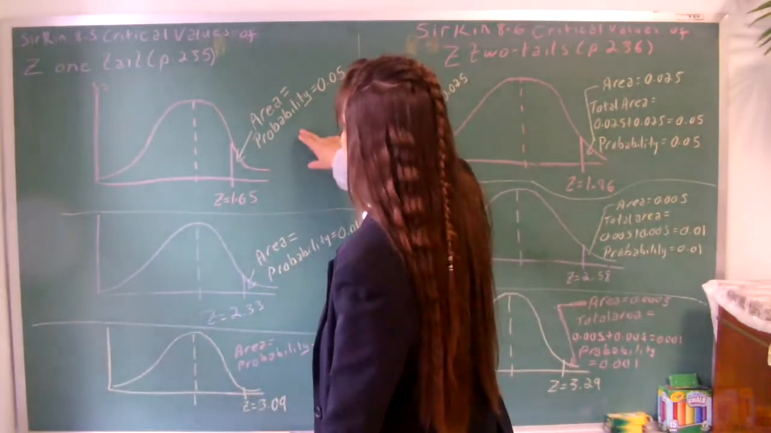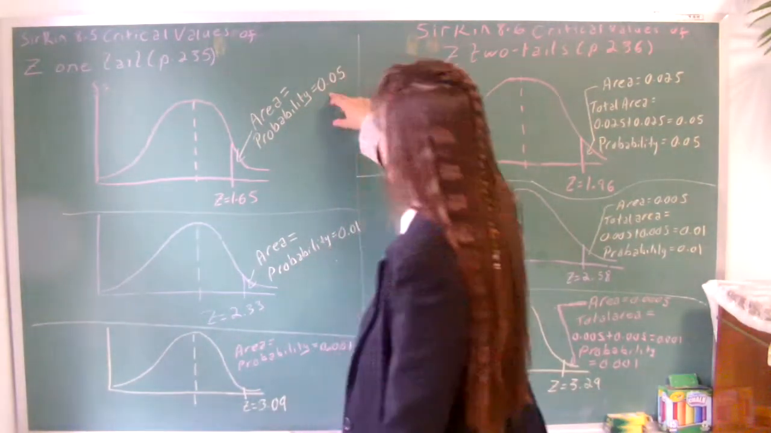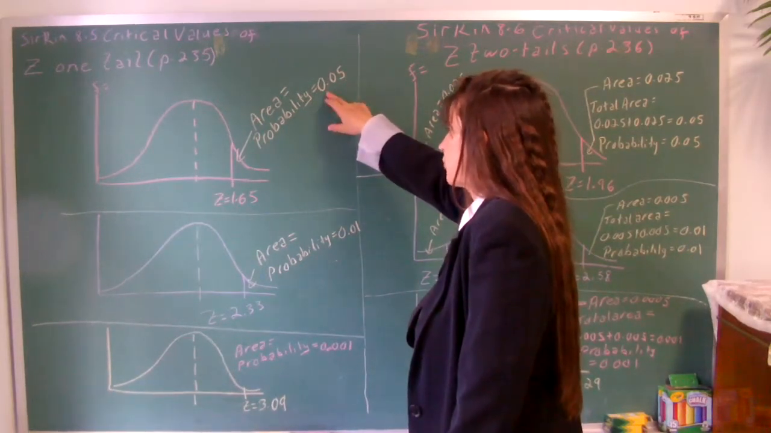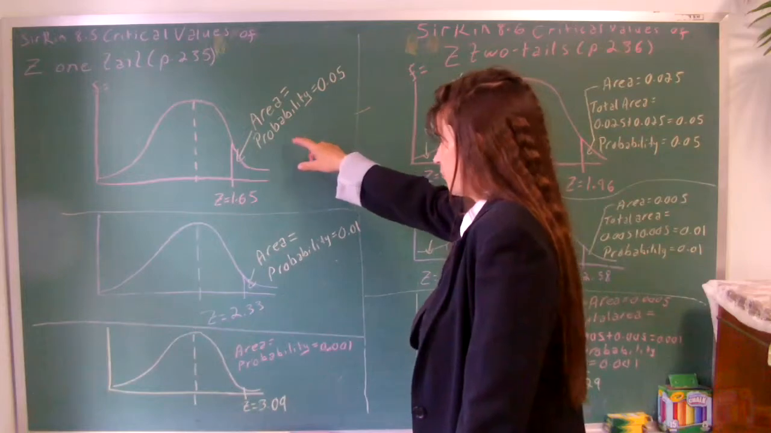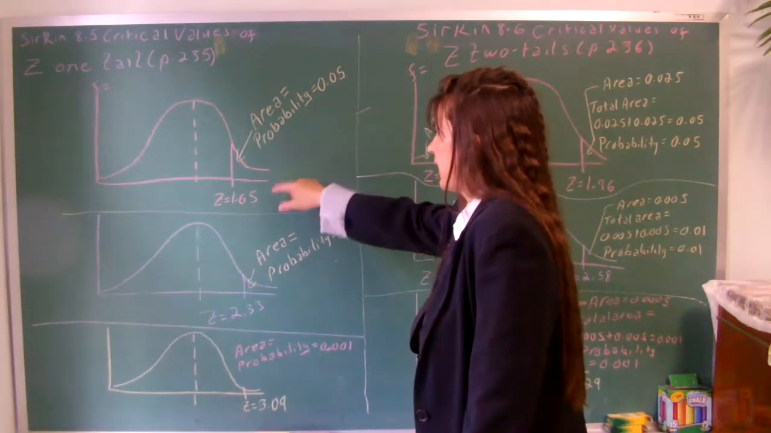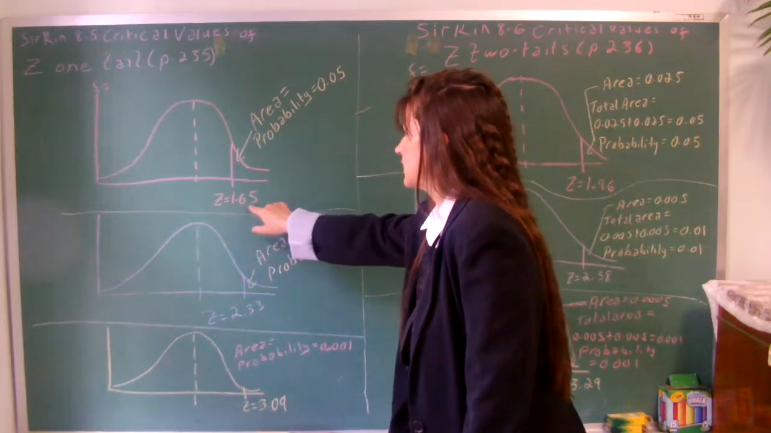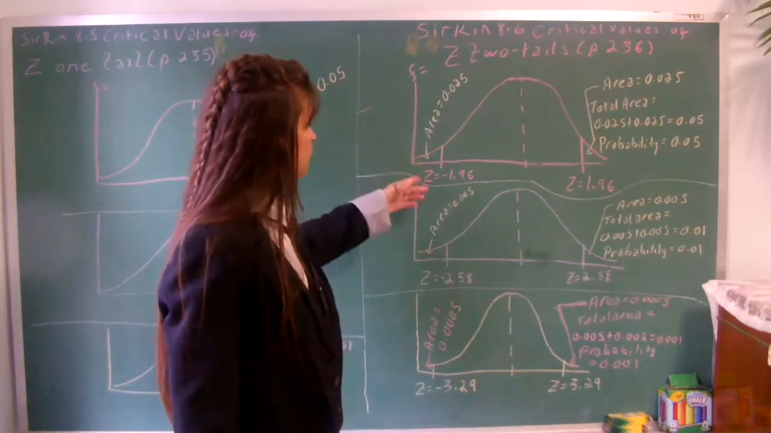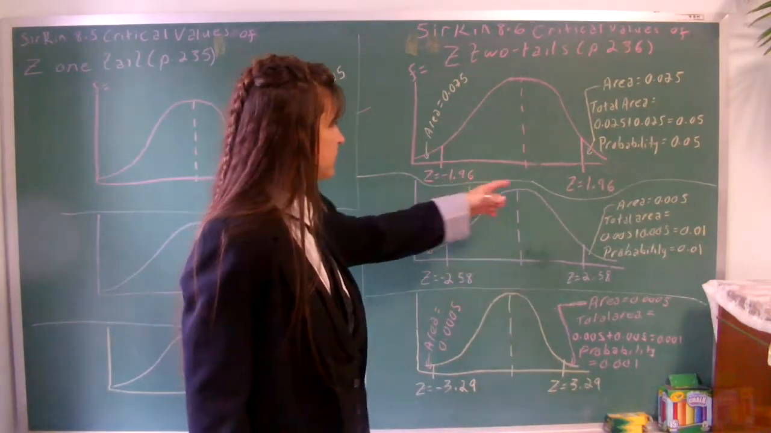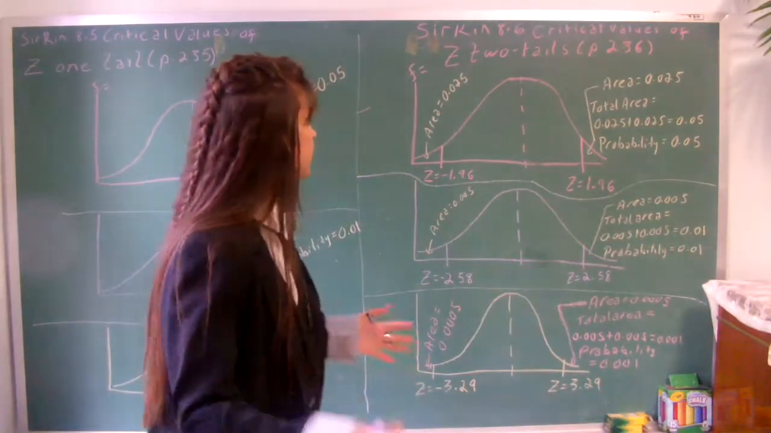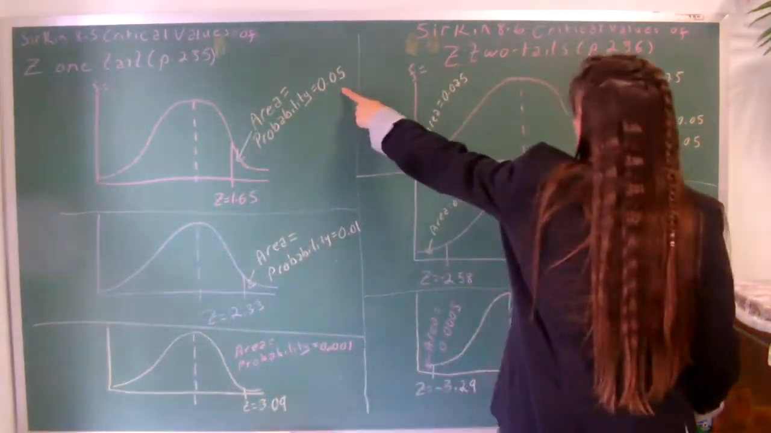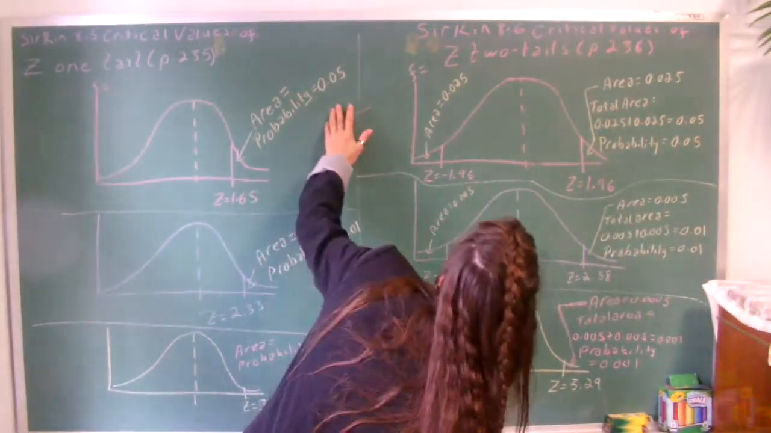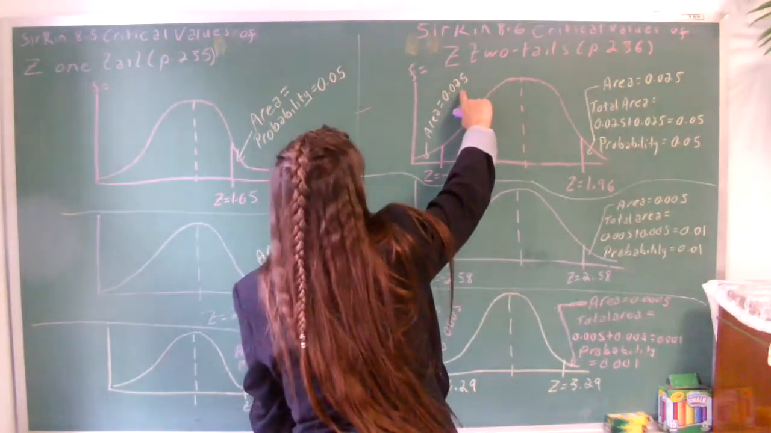So for this one, we're looking at the probability, or p-value, of 0.05, which in the book is written .05, but I like putting a 0 first. Our Z critical for that would be 1.65 for a one-tail. Our Z critical for a two-tail would be Z equals negative 1.96 and Z equals 1.96. That's because that probability of 0.05 has to be split between the two sides, so that number has to be divided in half. So the area equals 0.025.